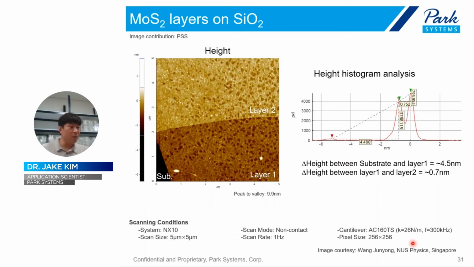Next sample is molybdenum disulfide layers on silicon oxide. And as shown in this image, we can clearly check the height information layer by layer, even at sub-nanometer scale. From the substrate to layer 1 is around 44.5 nanometers, but layer 1 to layer 2 is just below 1 nanometer, about 0.7 nanometer. So anyway, we can check this nanometer or sub-nanometer scale.